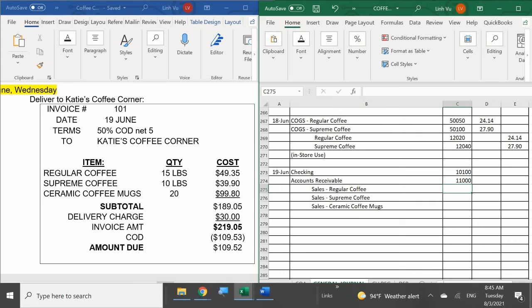Okay. So in this case, my account numbers. What's my account number for regular coffee? Regular coffee is 450, supreme is 4100, and the mugs are 4150. Good. I got different. That's not the same. What numbers were you using? Regular 12040, ceramic coffee. Those are your regular inventory.